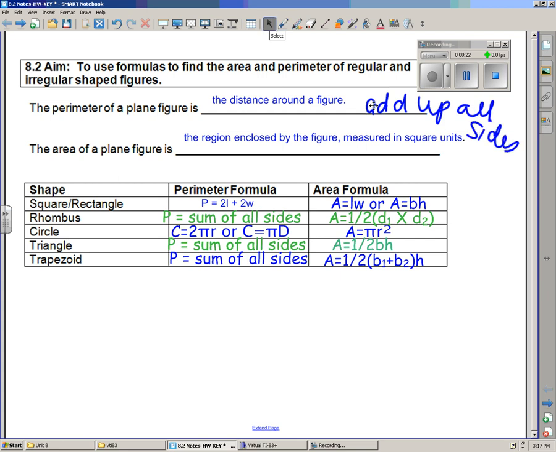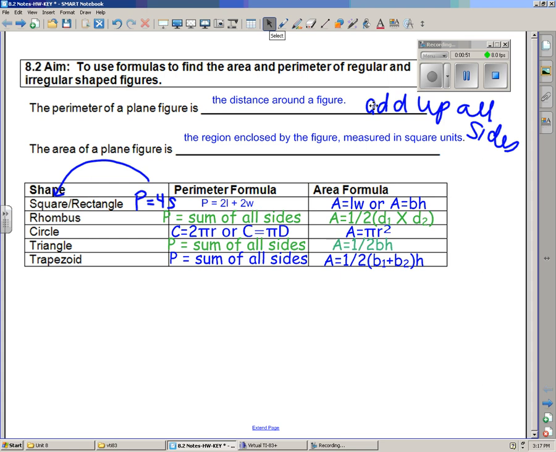The area of a figure is going to be the region that's enclosed by the figure. You always measure area with square units. So these are the formulas that you should know already. For a square or a rectangle, the perimeter is twice the length plus twice the width. If it happens to be a square, and S is the length of a side, you could always say P equals 4S. That's only if you're talking about a square. The area for a square or a rectangle is length times width, or base times height.